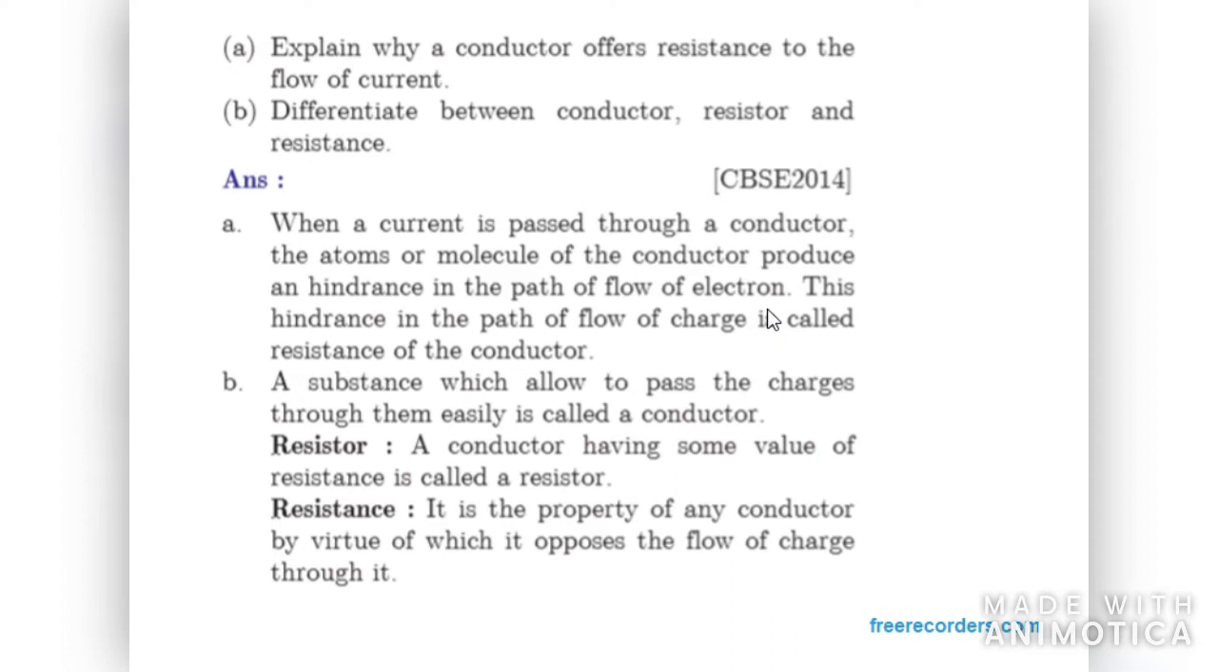Or you can say it is the property of any conductor by virtue of which it opposes the flow of charge through it. That's why conductors have less resistance, therefore they can allow more electrons to pass through them, whereas in insulators the resistance is quite high, therefore they cannot allow the electrons to pass through them.